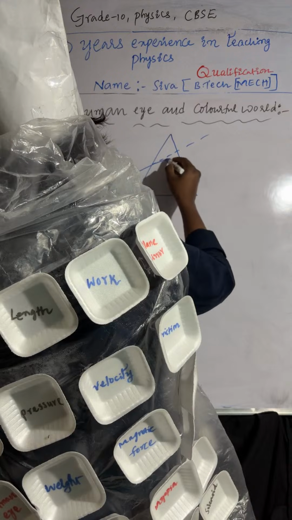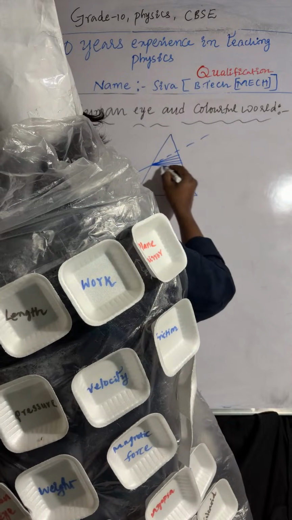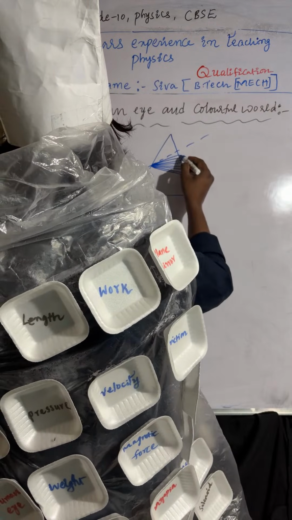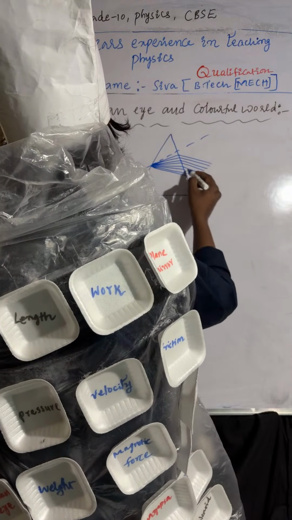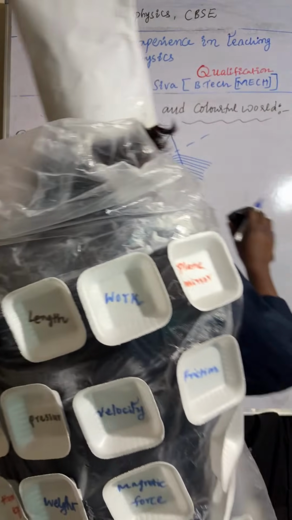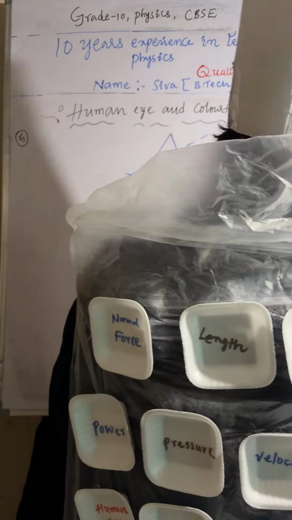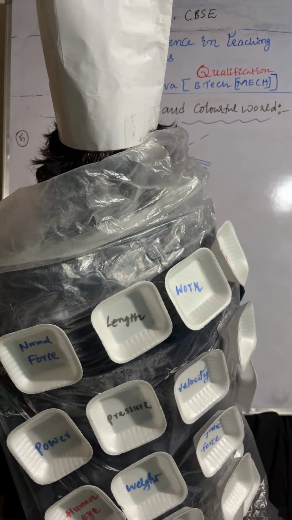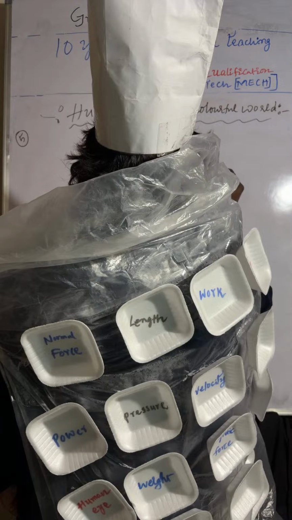When the light ray is incident, we count the colors: 1, 2, 3, 4, 5, 6, 7. Seven only will come. That's enough. Understood? Violet, indigo, blue, green, yellow, orange, red.